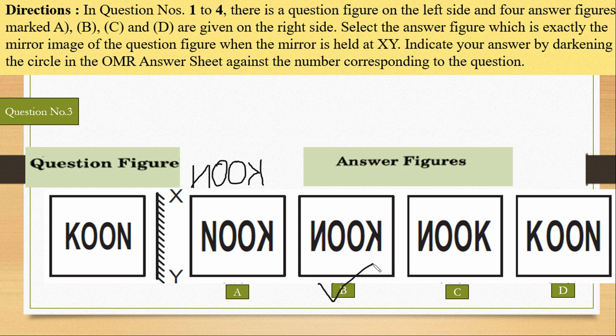Here in C, K is not matching the mirror image. D is completely wrong and A is also completely wrong because this is only N as usual. The diagonal is not changed to this one. So let us move on to the next question.